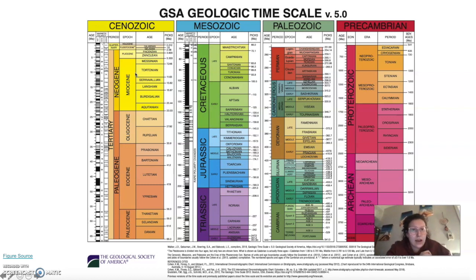So sometimes it's not always 10, 20, 30, 40, 50 for your times. You have to look at the age in the left-hand column there to make sure that you're reading your ages correctly. And then you'll also see magnetic polarity in those younger ages.